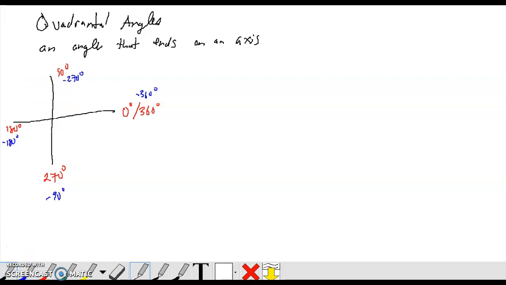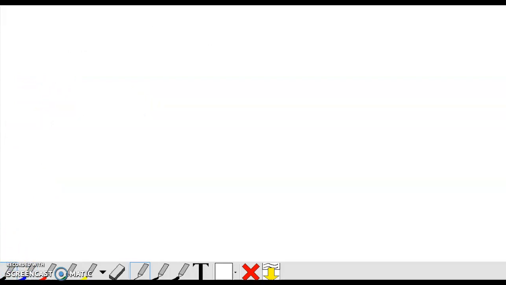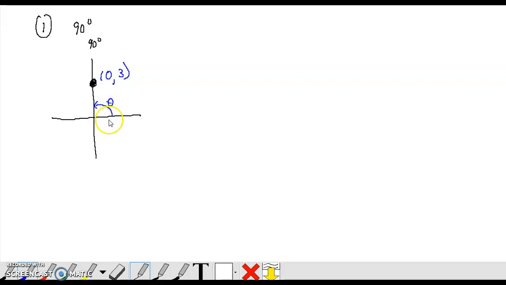So what happens if we have a point that's on one of those angles? Here's our first one. Let's do 90 degrees. The first thing we want to do is pick some point that is on here. It doesn't matter what the point is. Let's label this (0, 3). Now, here's my dilemma. Here's my theta, which is 90 degrees. There's no way I can create a right triangle from my origin to this point. I can just connect the lines together. So I have a dilemma.